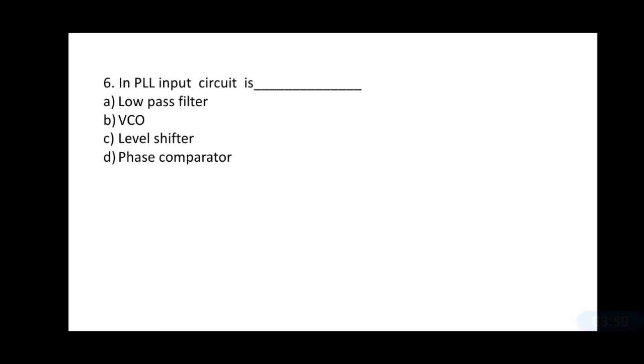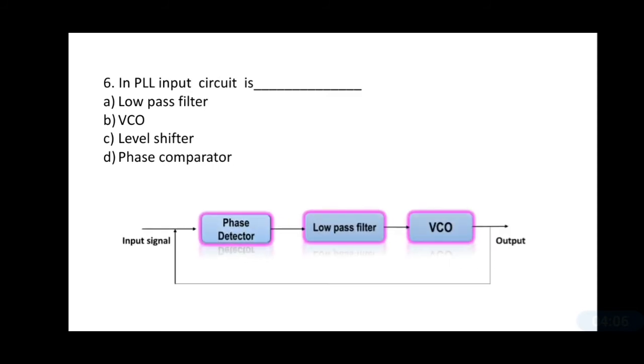Next question. In PLL, the input circuit is dash dash. Option A, low pass filter. Option B, VCO, voltage controlled oscillator. Option C, level shifter. Option D, phase comparator. In the PLL block diagram, the first circuit is a phase detector or phase comparator. The second is the low pass filter, and next is the VCO. The correct option is D, phase comparator or phase detector.